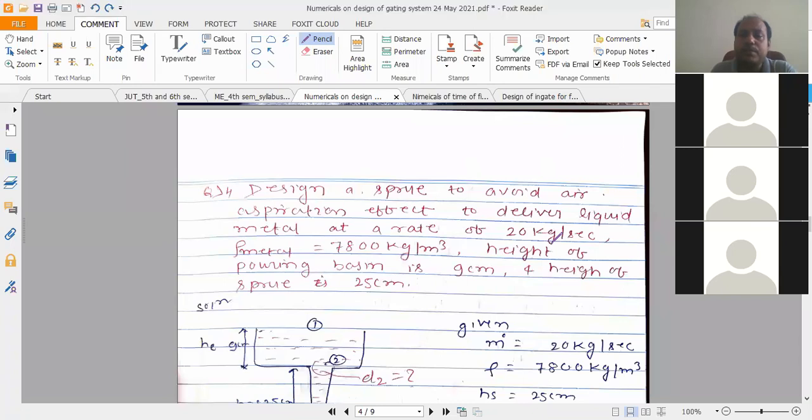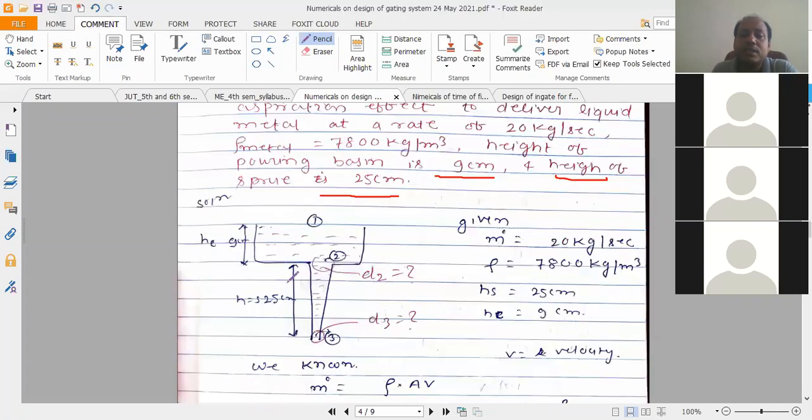Density, meaning mass by volume of the liquid metal, is given as 7800 kg per meter cube. Now the height of the pouring basin is given as 9 centimeter. The height of the screw is 25 centimeter. Means the question is here, this one is the pouring basin, this one is the screw. You have to design the screw, means you have to check the dimension of the screw. Here the screw height is given 25 centimeter.